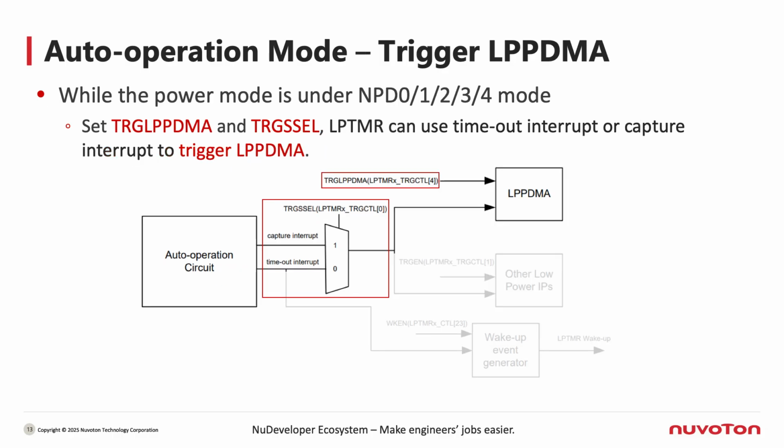Unlike triggering other low-power peripherals, if you want to trigger the low-power PDMA, you need to configure two specific registers: Trigger Low Power PDMA and Trigger Source Select. Once configured, you can choose to use either capture or timeout events to trigger the low power PDMA, enabling automated data transfer in low power modes.